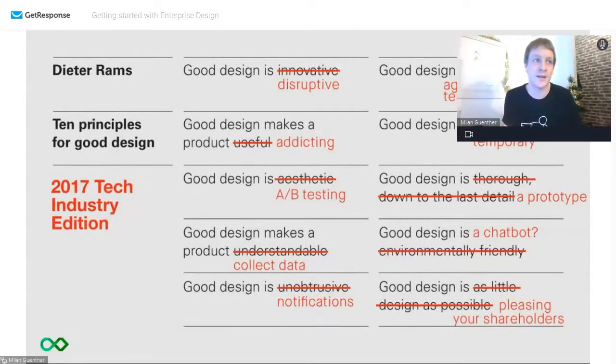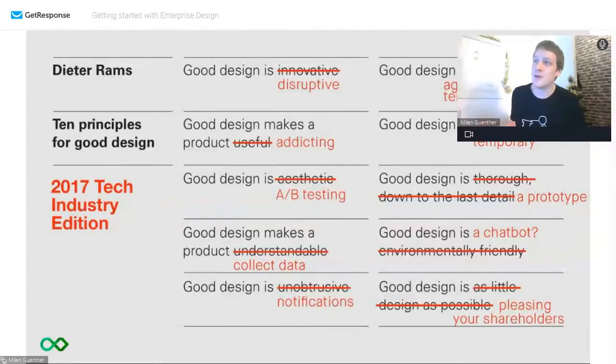And here's an update from 2017. Interestingly, the same year that Gartner said we need to do design in order to figure out how to architect changes for our enterprise. And this clearly comes from a very frustrated UX designer from the tech industry, saying, okay, good design is actually what they asked me to do: be disruptive, make products addicting, do lots of A/B tests, collect data, send people notifications, make them agree to terms and conditions, only look at the next quarter, because then everything will change anyway, make a prototype, don't care about the details, make a chatbot, because chatbots is what people do now, and please your shareholders.